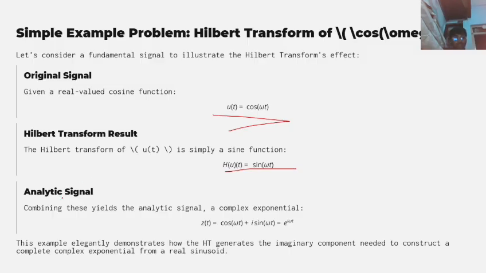Analytic signal. Combining this yields the analytic signal, a complex exponential signal, which means z of t is equal to cos omega t plus j sin omega t. See here, the imaginary part is also included. So cos omega t plus j sin omega t can also be written as e power j omega t, which means a complex signal has been obtained.